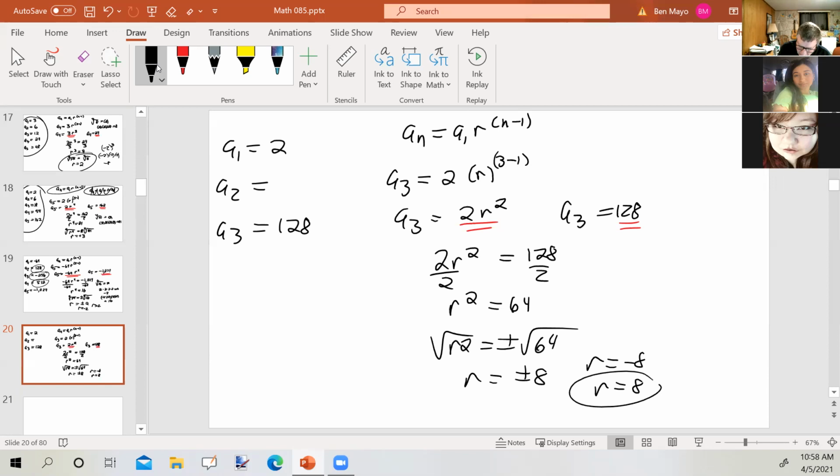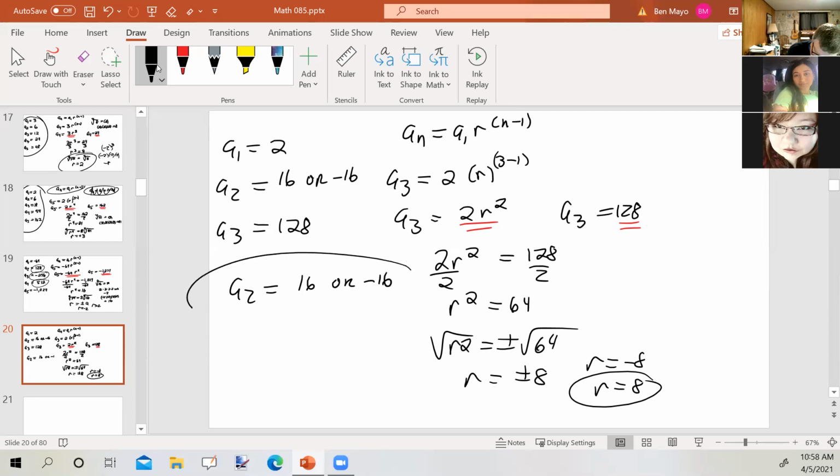If r is positive 8, this would be 16. 2 times 8 is 16. 16 times 8 is 128. If r is negative 8, this could be negative 16. 2 times negative 8 is negative 16. Negative 16 times negative 8 would be positive 128. So a sub 2 could equal 16 or negative 16. 2 possibilities because they didn't narrow it down for us.